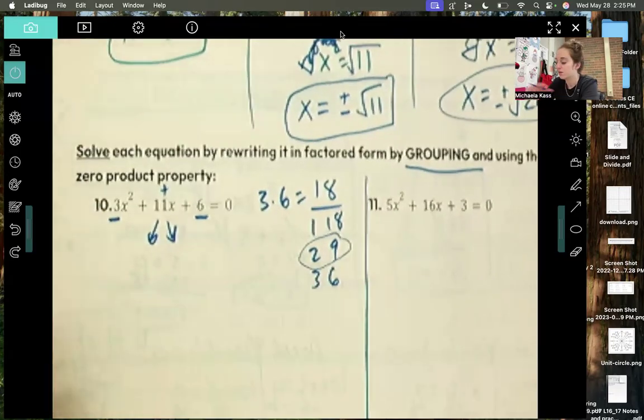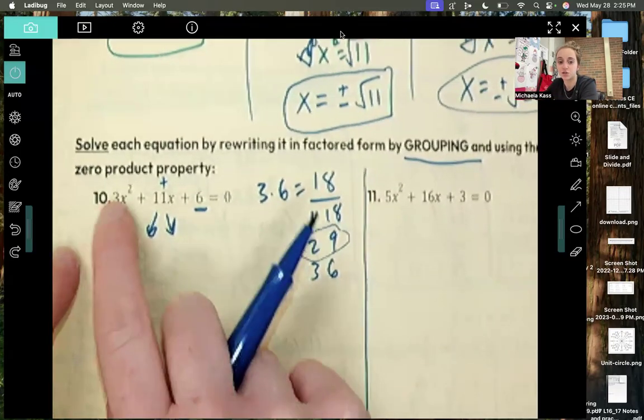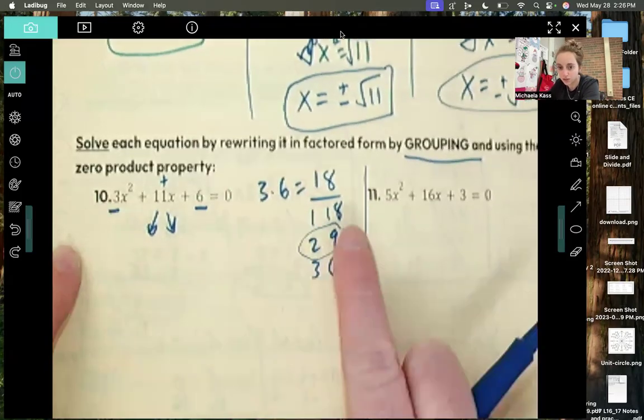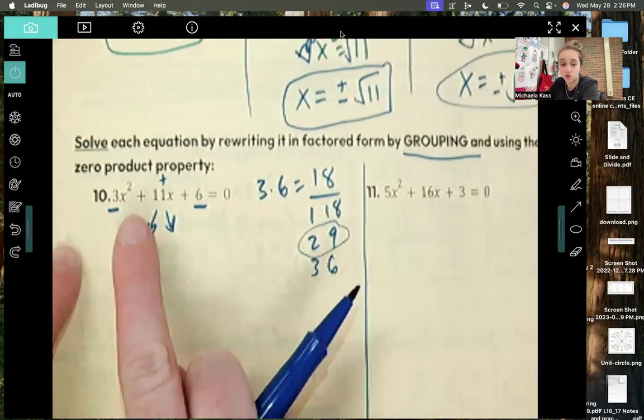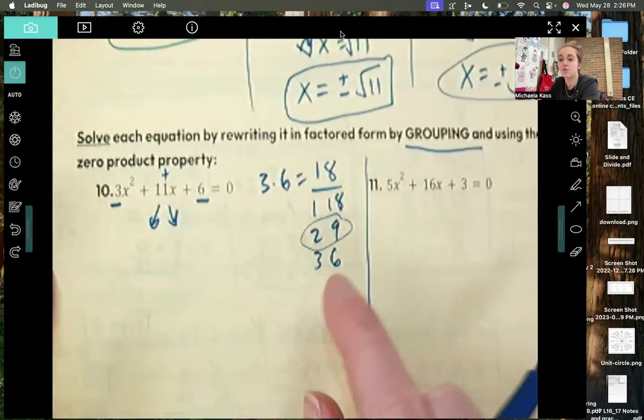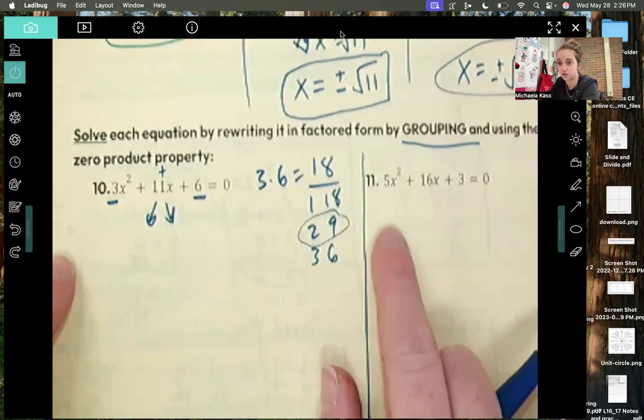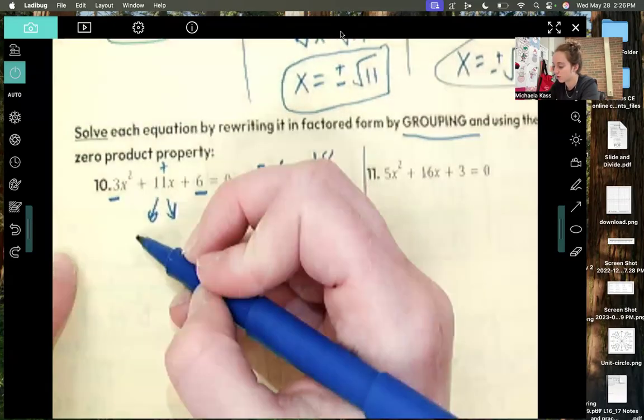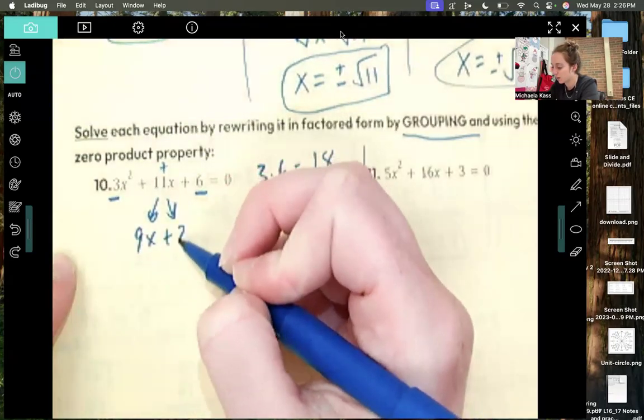Advice I give is look at the first number and ask yourself, does that 3 go into 2? It doesn't. Does 3 go into 9? It does. So I would write down the number it can go into first. So the 9 is going to work. So I'm going to do 9x plus 2x.